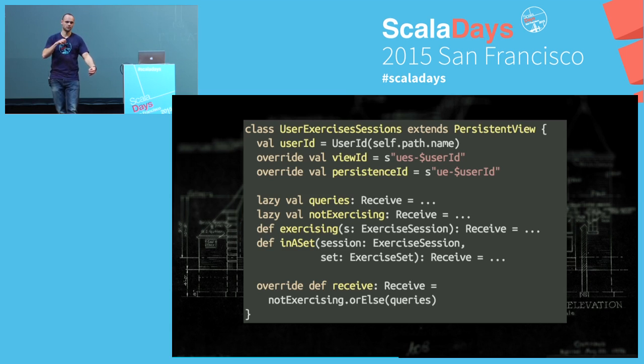The views are attached to the processor by sharing the same persistence ID, and Akka will read automatically messages from the journal and deliver them to the view. And the view receives these messages as regular events. These are events that will be delivered to the receive method. And again, we bump through multiple states. So we start by not exercising, we move into exercising, we move into in a set through context become.